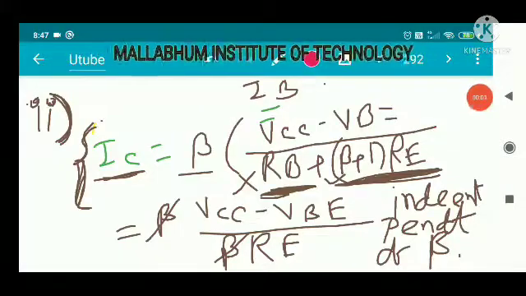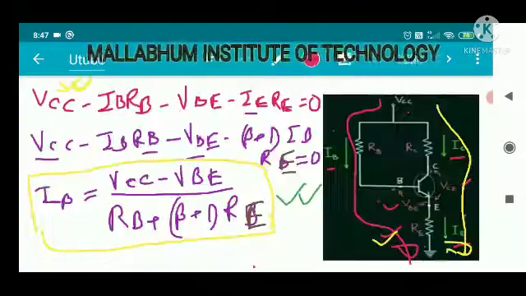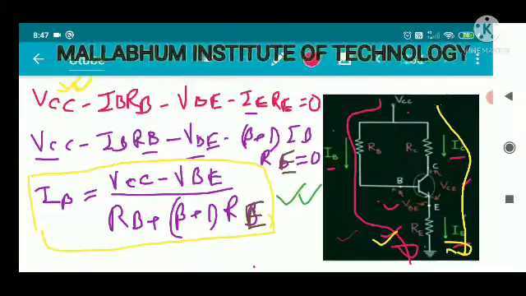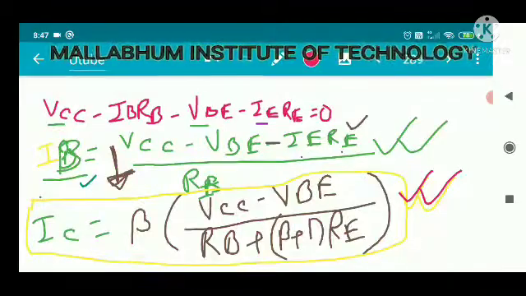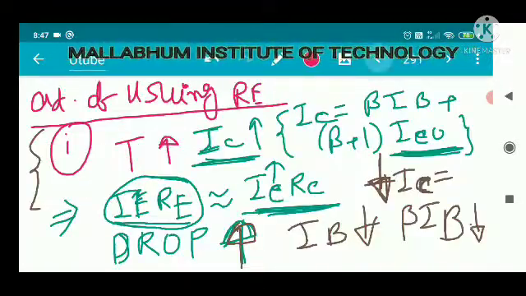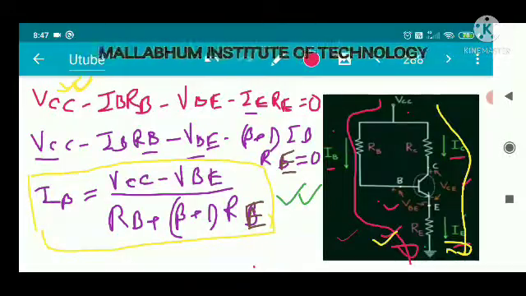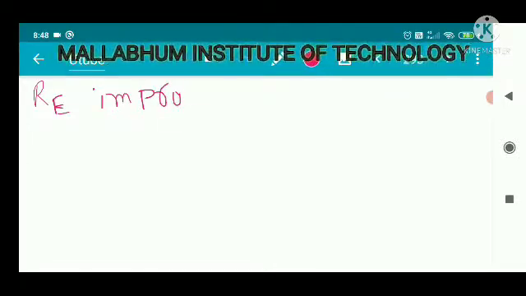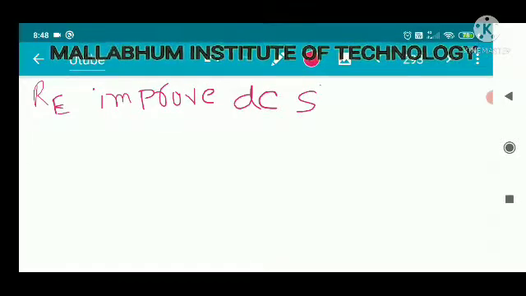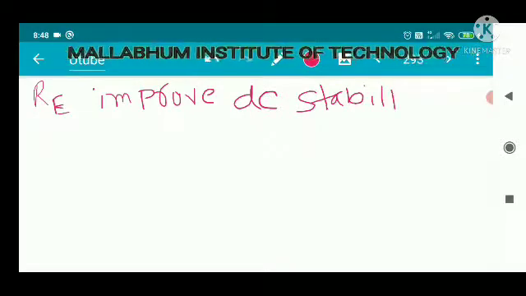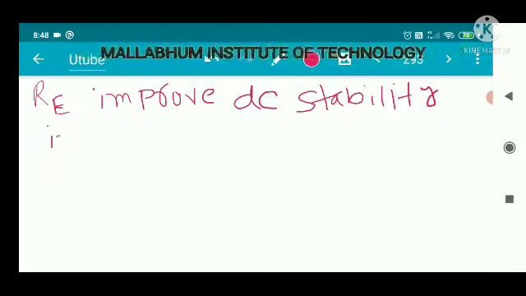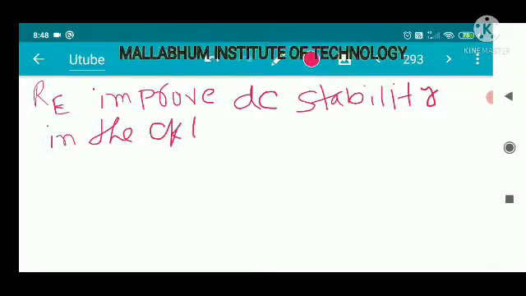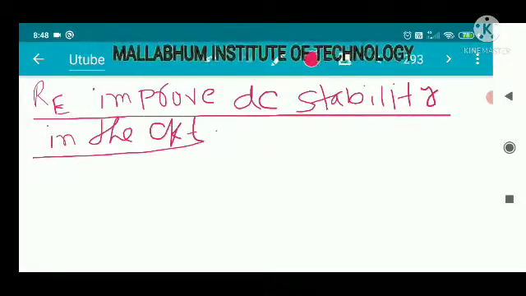Okay, so up to now we have discussed why we require the emitter resistance in the fixed bias circuit to improve the DC stability of the circuit. So RE resistance is actually very much required in the transistor circuit to improve the DC stability. Okay, so this is the importance of using the RE.